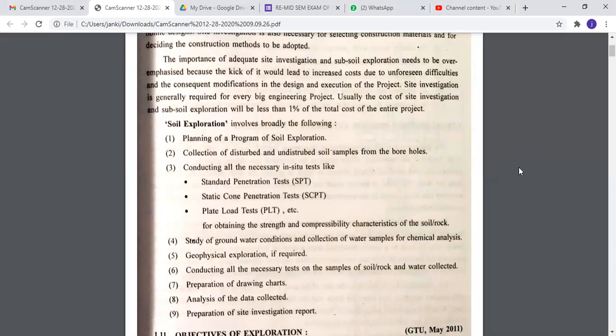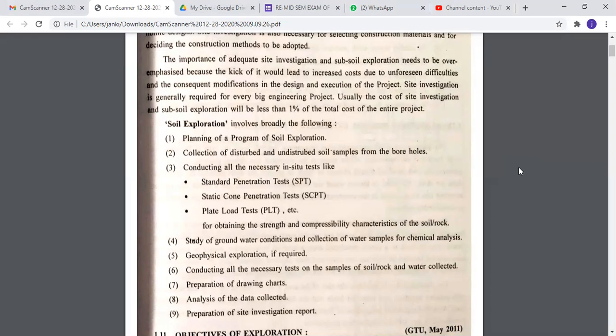Next is geophysical exploration, if required, then conducting all the necessary tests on the samples of soil, rock and water collected, preparation of drawings and charts, analysis of the data collected, and preparation of the site investigation report. Right. So there are 8 to 9 points of soil exploration, which involves many steps.